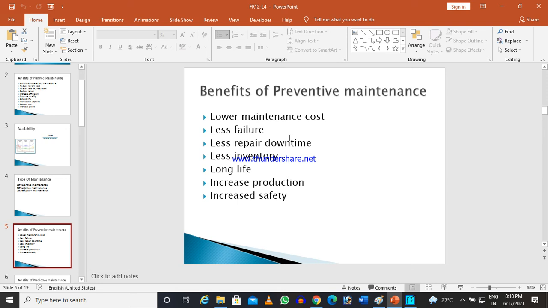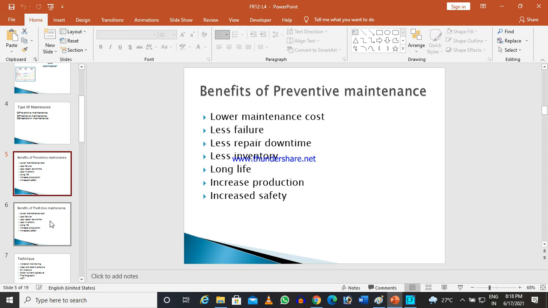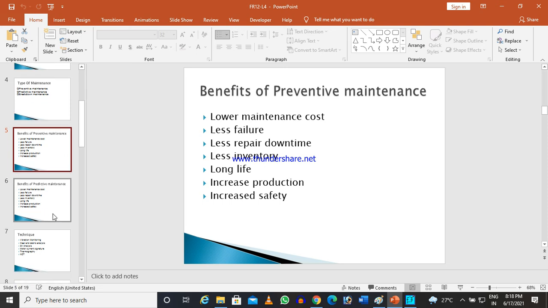You need not keep a large stock inventory; it can be kept less. You can increase the life, increase the production, and if there is a breakdown, sometimes this can cause some job hazard, which can be avoided, which will in turn increase the safety of the operator.